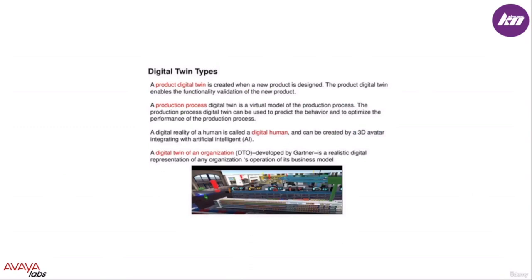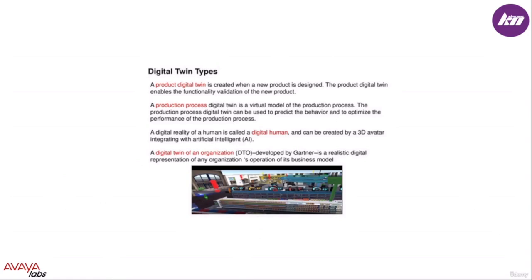So think about it in terms of, you know, I'm a physical self, but then I enable my digital self on the Metaverse, right? So the digital twin types that we have: one is a product, which could be a digital twin, right? A production process is also a digital twin, a model for a production process.